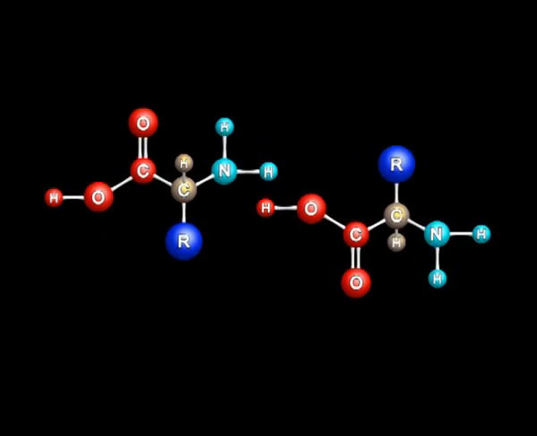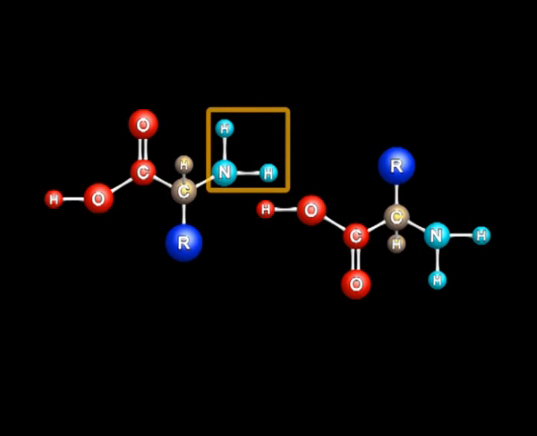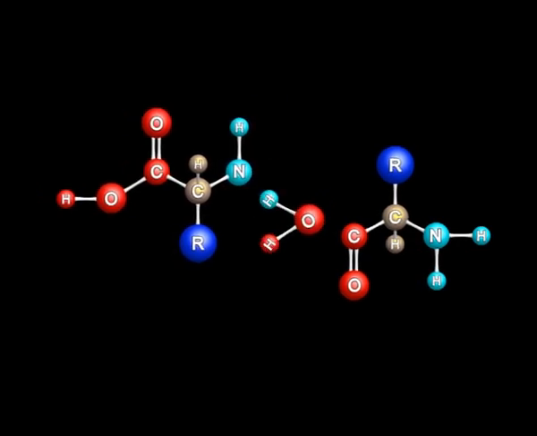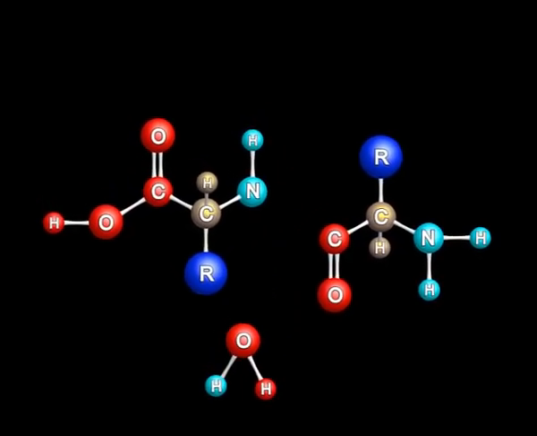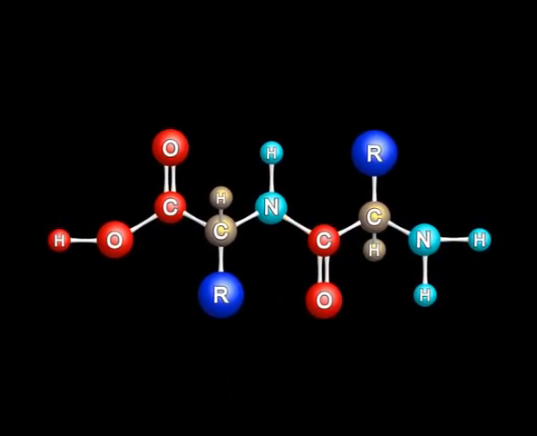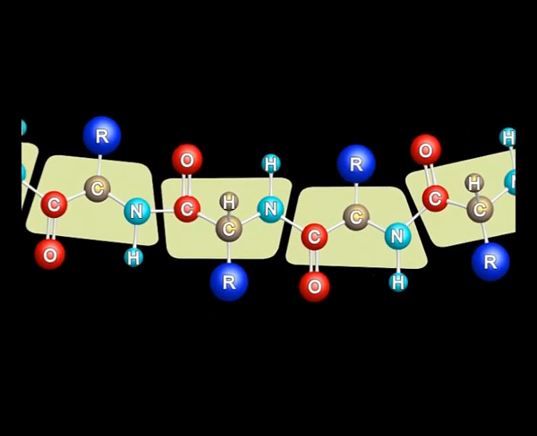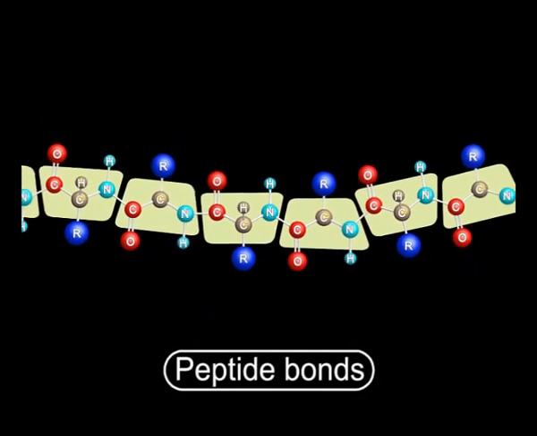To form polypeptides and proteins, amino acids are joined together by peptide bonds, in which the amino or NH2 group of one amino acid bonds to the carboxylic acid or COOH group of another amino acid. Polypeptides are formed when a large group of alpha amino acids are joined by peptide bonds.